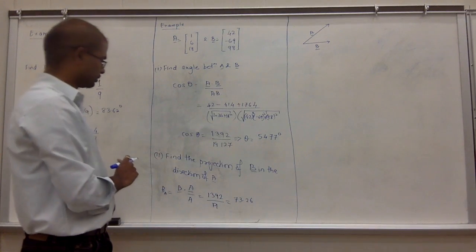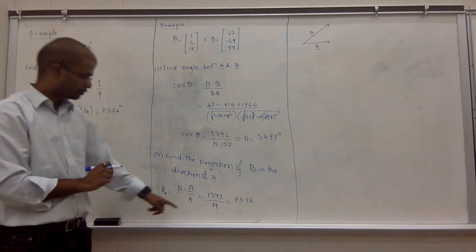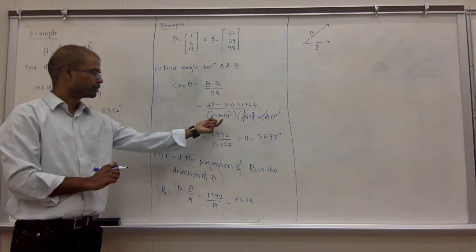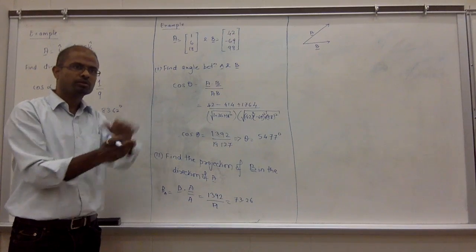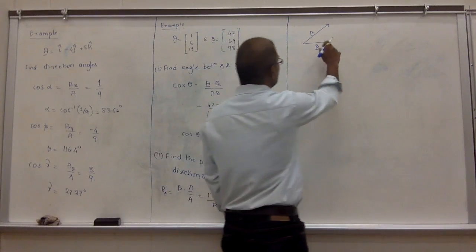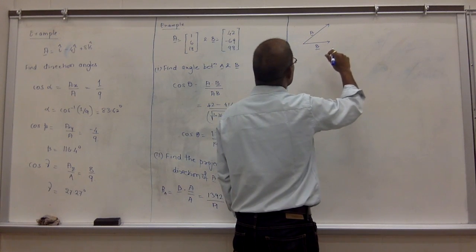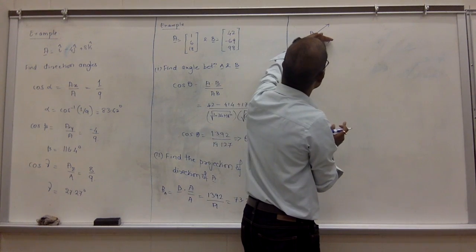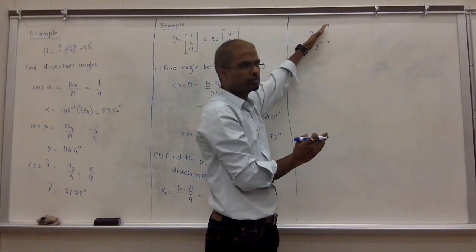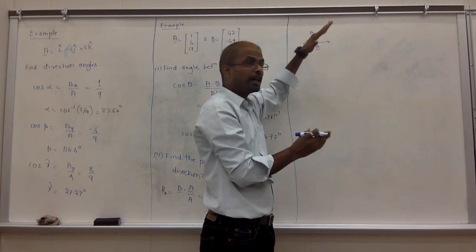So that 19 is just from the 1 plus 36 part. 136.18 square. So this is the... you understand the projection? Everybody is clear on this? So when you project B on A, you have to do this. Okay? But only that component.